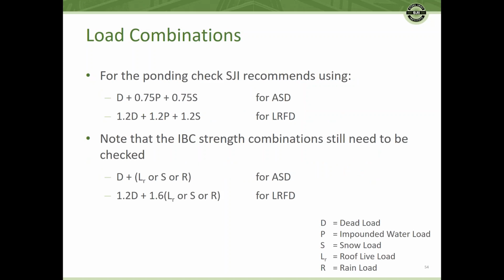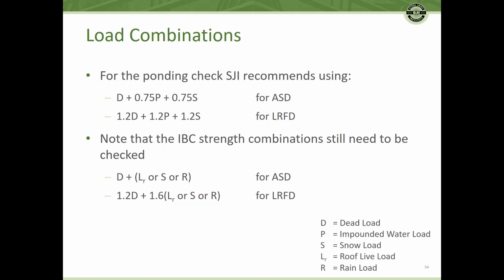When you're performing this analysis, SJI recommends the following load combinations be used for the ponding instability check. Dead plus 0.75 P, which is the impounded water load, plus 0.75 snow. That's for ASD. And for LRFD, you would use 1.2 dead plus 1.2 impounded water plus 1.2 snow. There are a few things to note about these load combinations. First, I said SJI recommends these combinations.